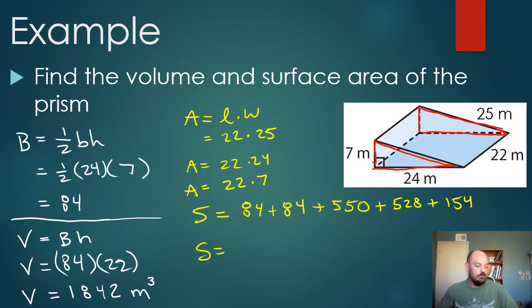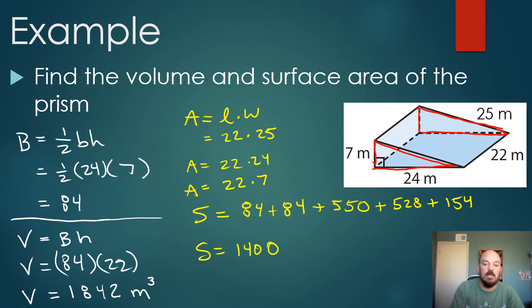So for my final answer for surface area, what I need to do is add all those numbers up. I have 5 different sides, 5 different faces. We have the 2 bases and then 3 different faces. And 2 of them were triangles, they were both 84. 3 of them were rectangles, I did length times width and I got those 3 numbers. Let's add it all together. It looks like it's 1,400.